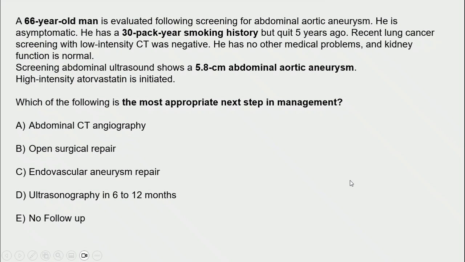Let's do a question. A 66-year-old man is evaluated following a screening for abdominal aortic aneurysm. He is asymptomatic. He has a 30 pack-year smoking history, quit 5 years ago. Recent lung cancer screening with low-dose CT scan was negative. He has no further medical problems. Kidney function is normal. Screening abdominal ultrasound shows a 5.8 centimeter abdominal aortic aneurysm. High-intensity statin is initiated. Which of the following is the most appropriate next step in management? Abdominal CT angio, open surgical repair, endovascular aneurysm repair, ultrasonography in 6 to 12 months, or no follow-up.